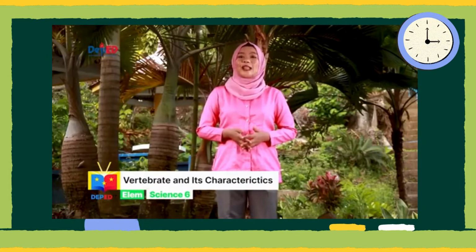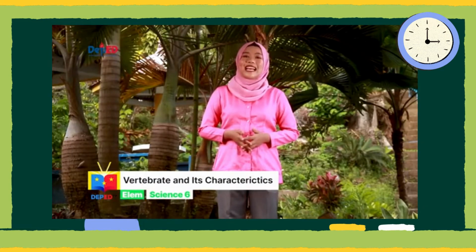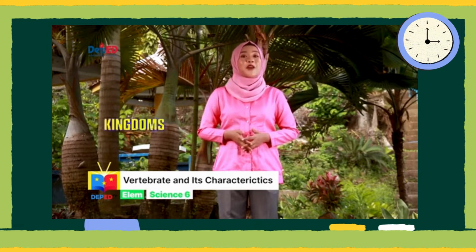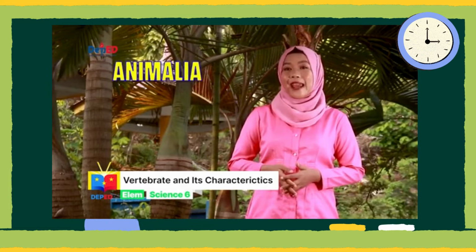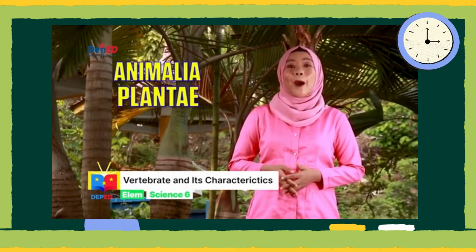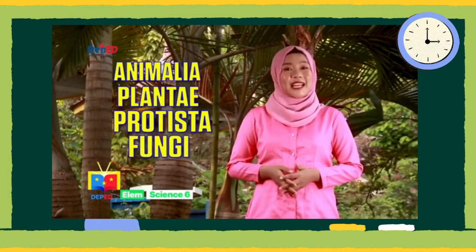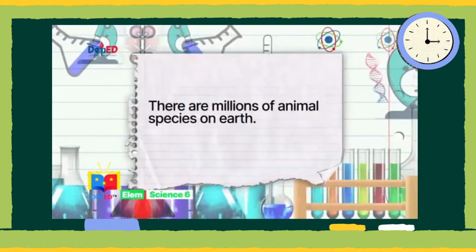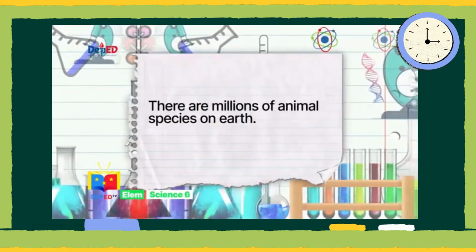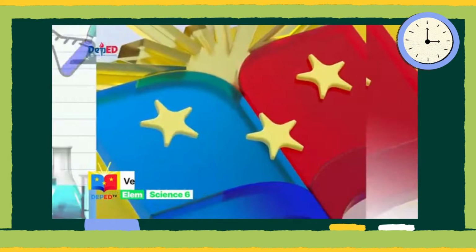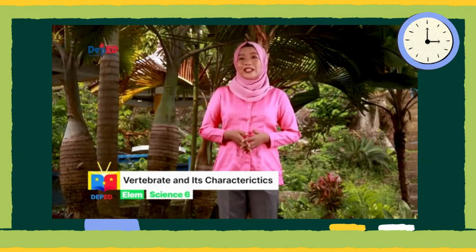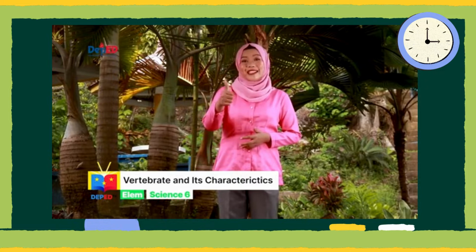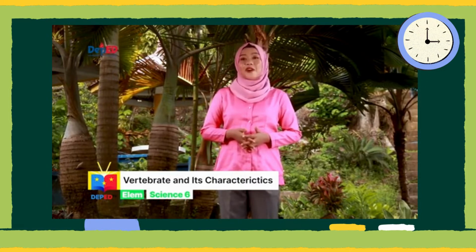Science-minded learners, living things around us are classified into general groups known as kingdoms. The 5 kingdoms are Animalia, Plantae, Protista, Fungi, and Monera. There are millions of animal species on Earth. Wow! That is a big number, right, science-minded learners? That's right. So how do scientists group and name these animals?